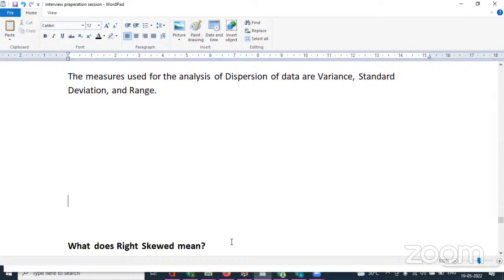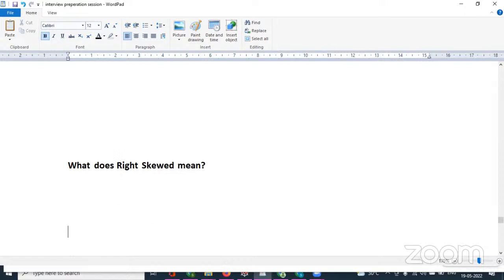What does right skewed mean? Explain what right skewed means, and if possible, take an example and explain. Yeah, Vaibhav and Venki, you are correct.